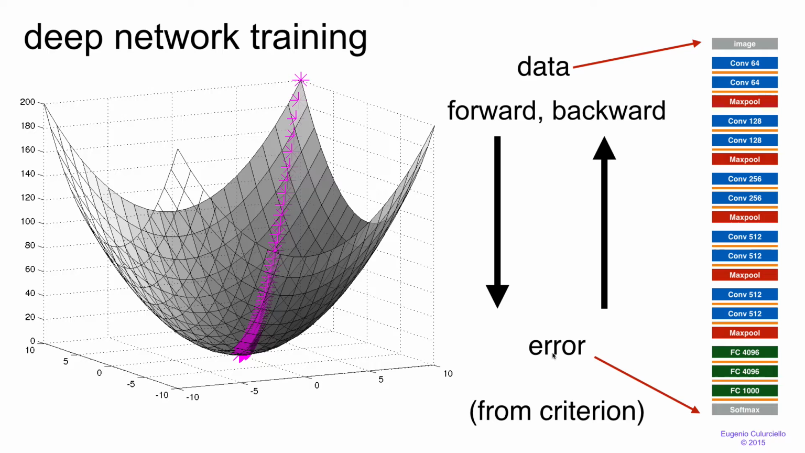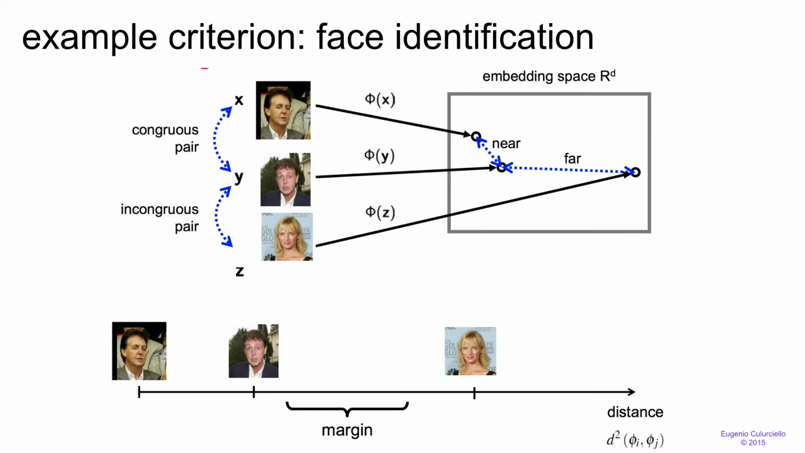So I'll give you an example of a criterion that is quite simple to understand. Face identification. You might have a new picture of a face, and what you want to find out is whether it matches one of the identities that I have or not. Meaning, is the distance between these two images closer than the distance between these two? That's the criterion that you want to create, to force, really.